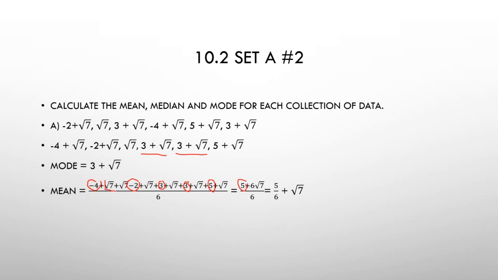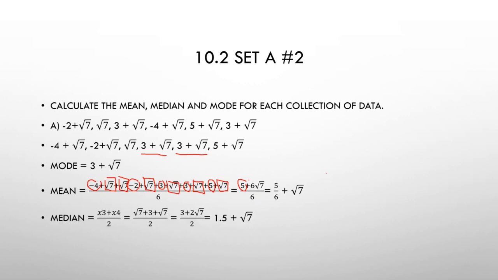And then add the square root of 7 and the square root of 7, and a third square root of 7, and a fourth, and a fifth, and a sixth square root of 7. So there are 6 square roots of 7. And then, remember, we're dividing by 6, so we get 5/6 plus 6 square roots of 7 divided by 6. That just reduces down to the square root of 7.